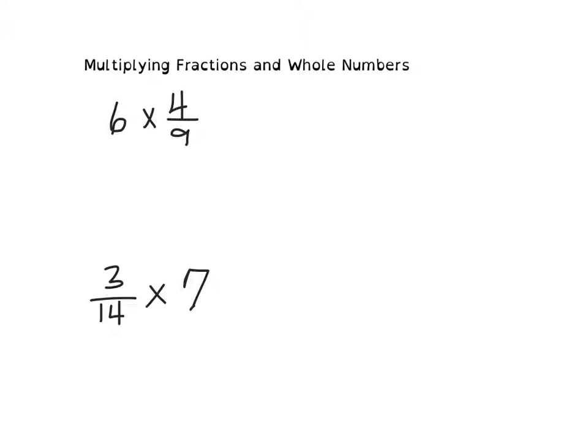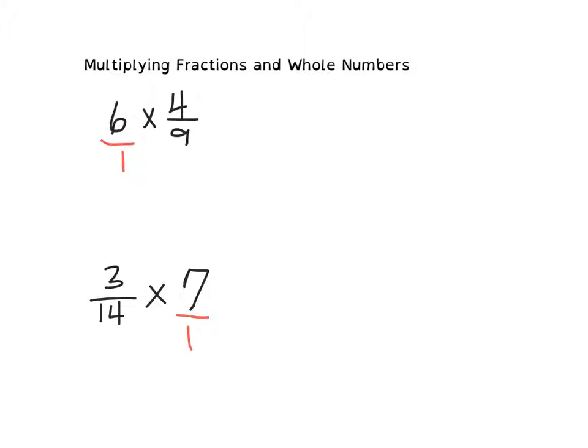Here's a quick little video about multiplying fractions and whole numbers. I know this can kind of be confusing. The first thing you need to do is our step 1, where we're changing that whole number into a fraction by putting it over 1. So in both cases, we'll put it over 1.